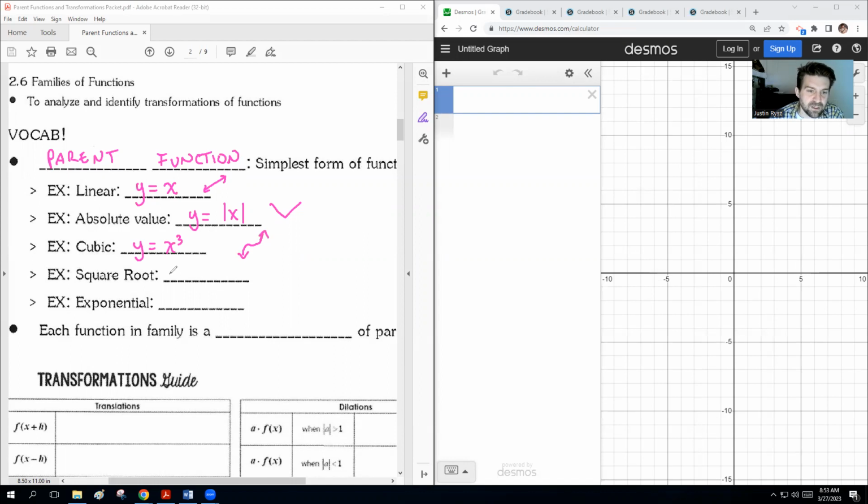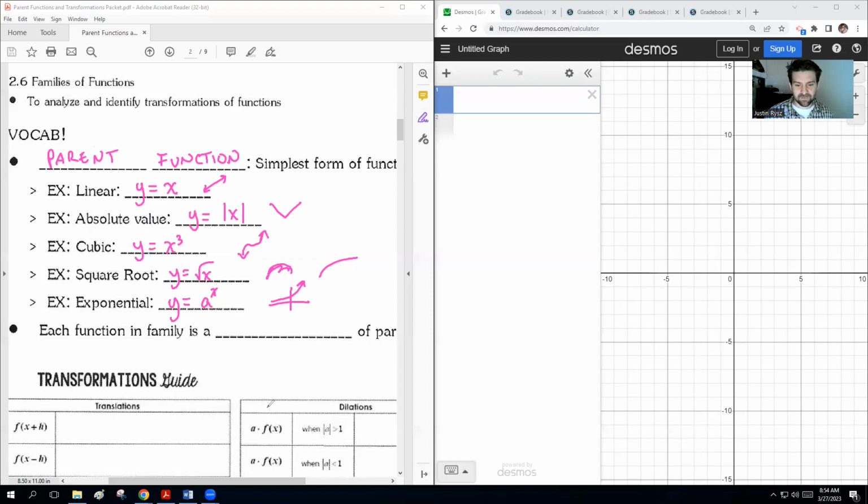Our square root is y equals square root of x, and that looks like, there we go, half of a sideways parabola. And then exponential is y equals a to the x power. Now that one looked like that. Now there's different numbers we can have.